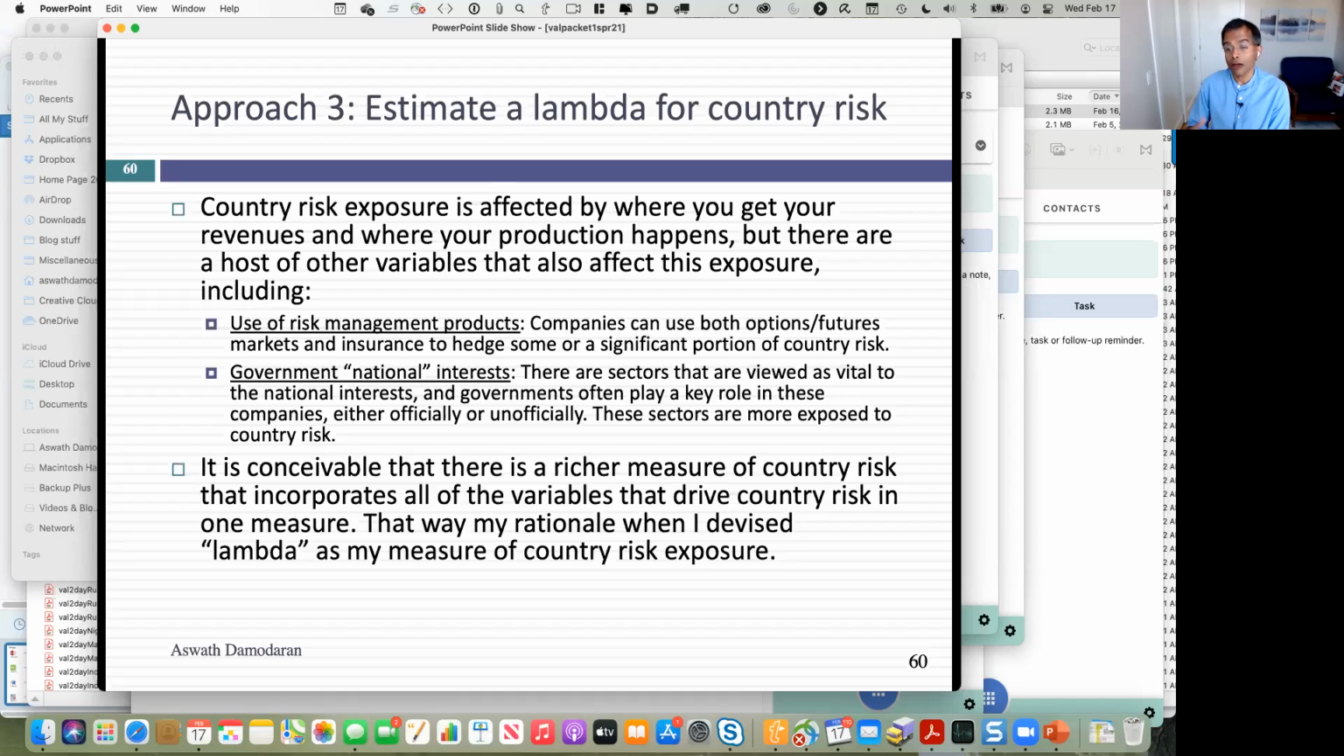So I concocted a proposition. I said, you know what? I would expect Embraer to be less exposed to Brazilian country risk than Embev. Do you agree with that? If you get only 3% of your revenues from a country, and another company gets 70% of its revenues there, I would expect the company that gets only 3% to be less exposed to that country's risk than the one that gets 70%. And I concocted this measure, lambda, to measure that exposure.